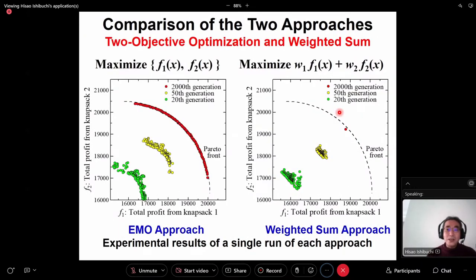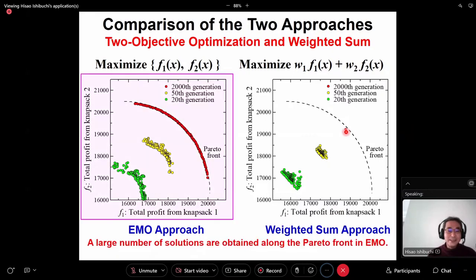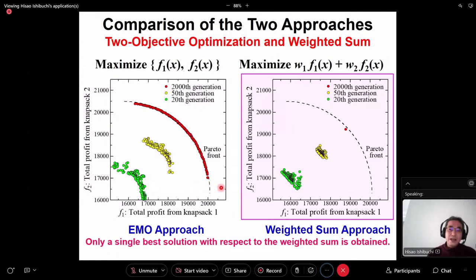This slide compares two approaches. The EMO approach is characterized by a large number of final solutions. And the MCDM approach is characterized by a single solution. The question is, which is better? In the EMO approach, we have a large number of solutions along the Pareto front. In the MCDM approach, we have only a single solution.